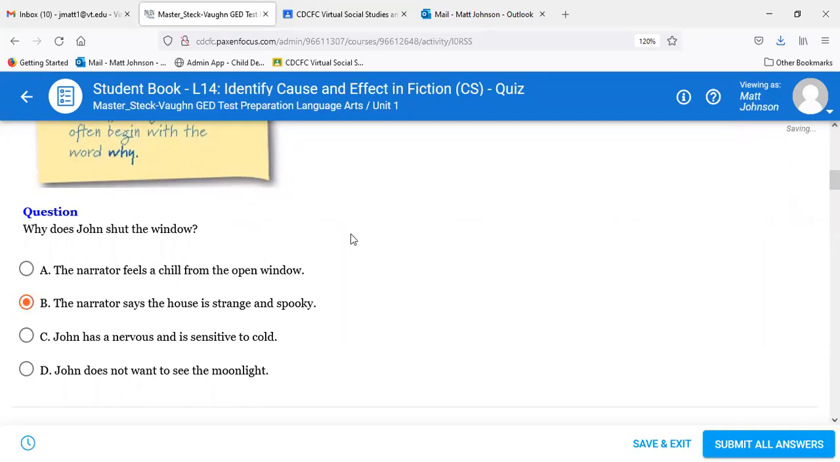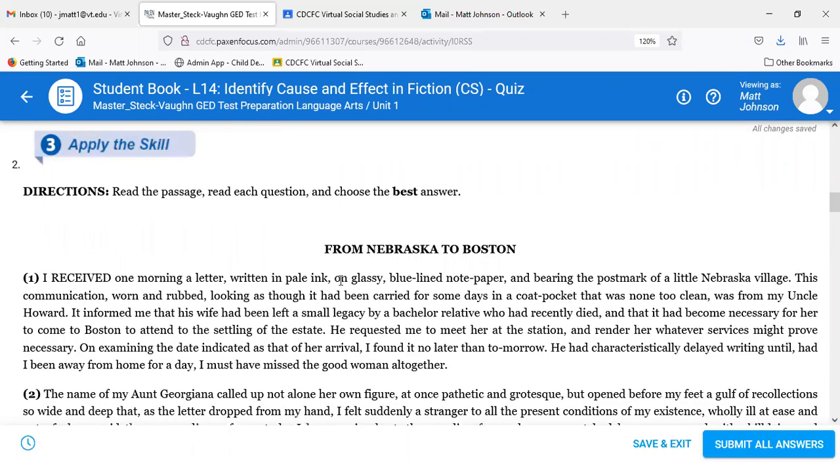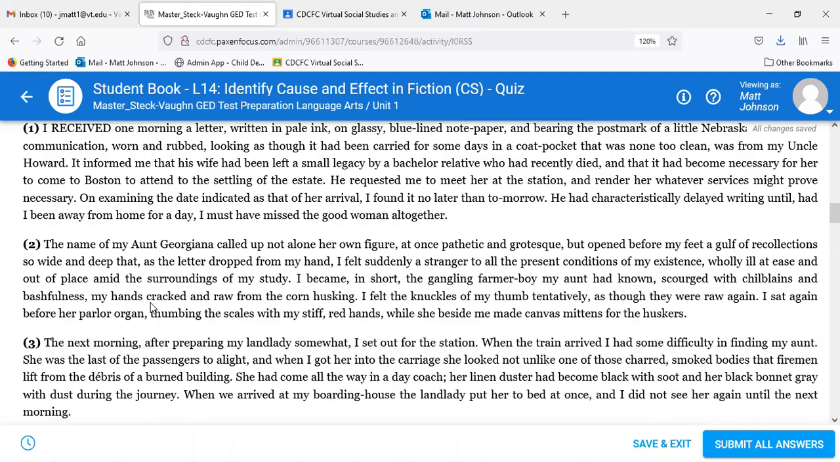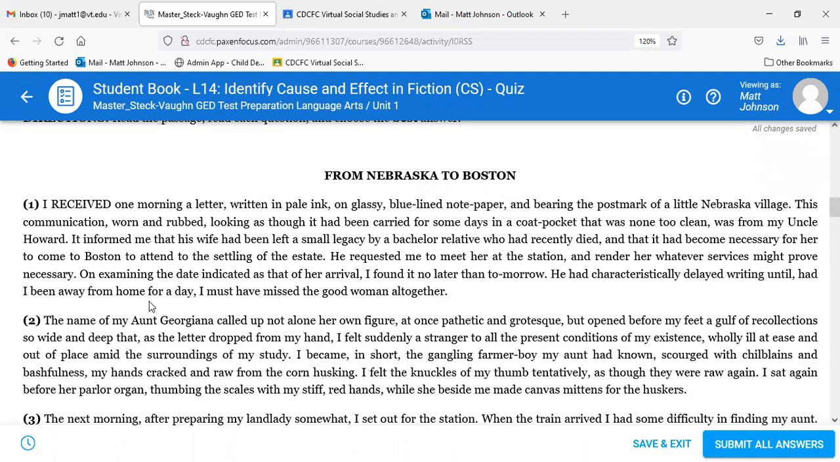B as in boy. For 2, got a new section here. Latoya, you mind reading section 2 for us? You want me to read the whole thing or just the first paragraph? I'll tell you what, read the first paragraph and we'll switch off.